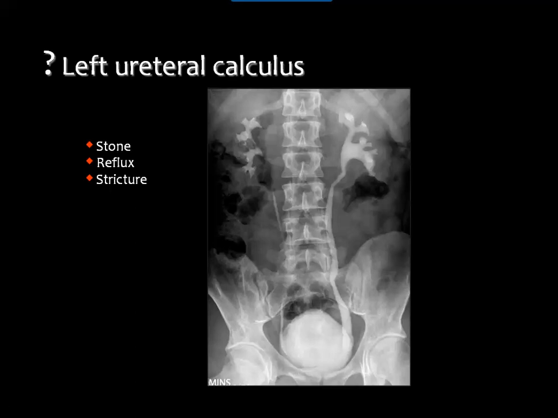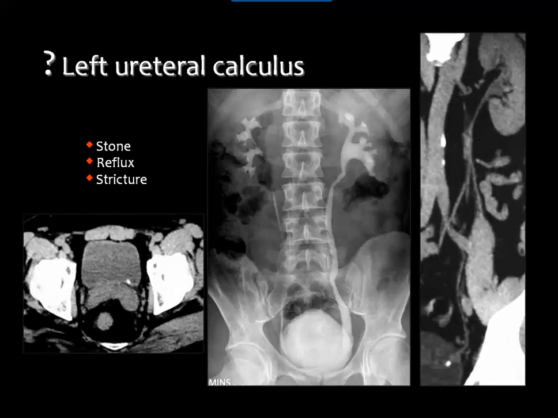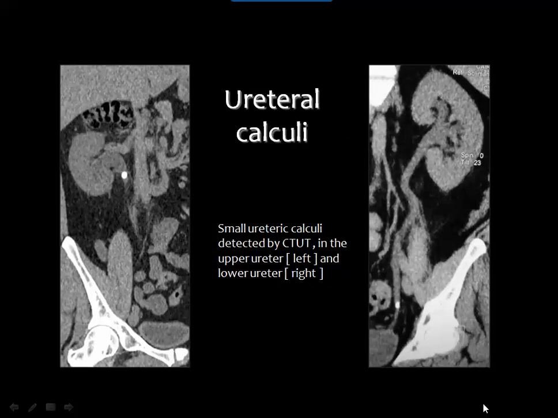especially if the ureter is distended like this one, you think of one of three: either the presence of a stone at the terminal part of the ureter, or the presence of a stricture, or the presence of vesicoureteric reflux. And in this case, the CT-UT is helpful, and it can show the calculus if there is a calculus, and the reconstructed image better displays the course of the ureter as well as the site of the stone.